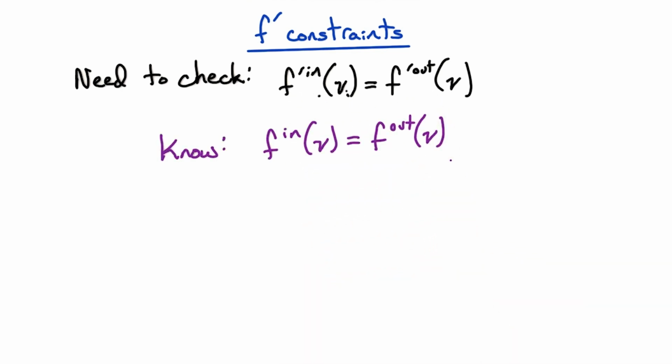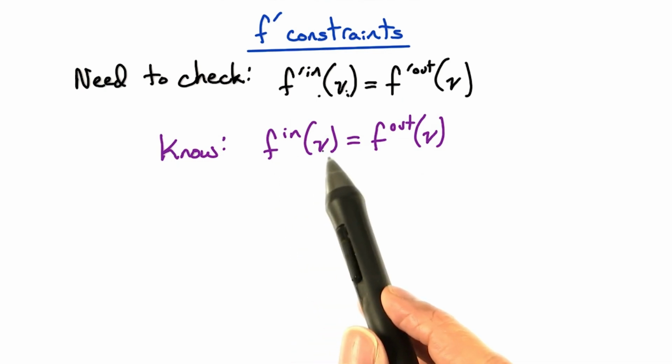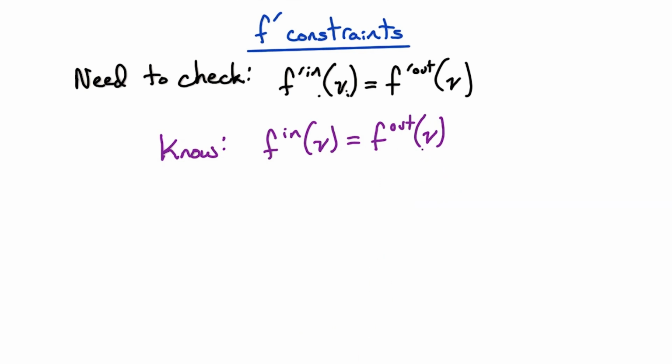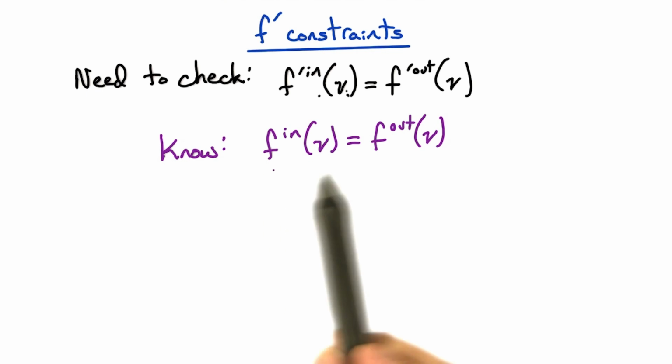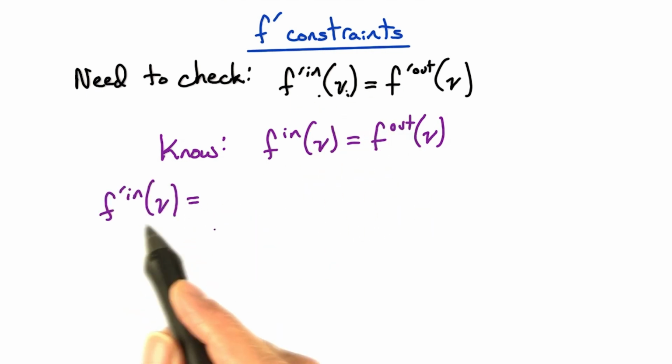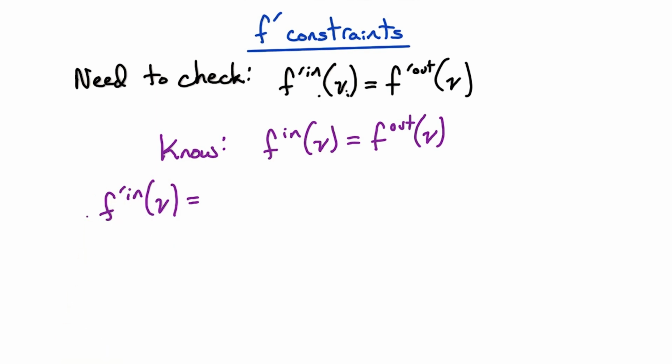Now we started from F, and we know that the flow into the vertex V under F equals the flow out from the vertex V. So now we're going to do a little bit of algebra similar to before. So we want to go from this fact to this fact. Now what is the flow into the vertex V under F prime? Well, we have the flow from S prime.